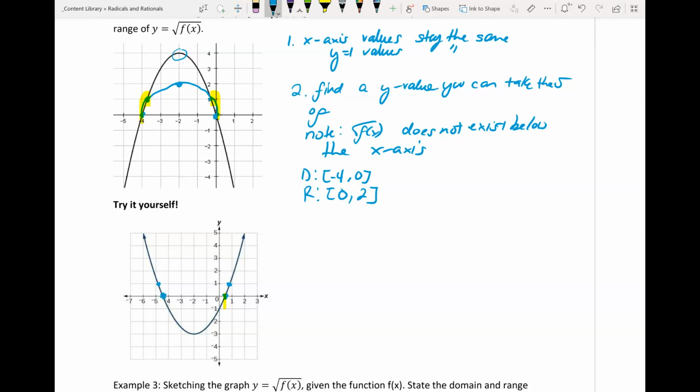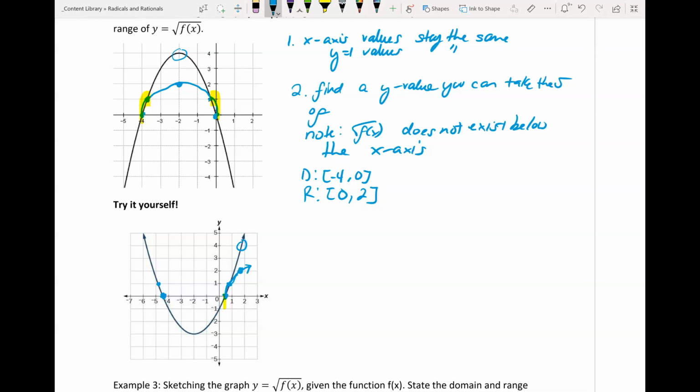Okay, so I'm going to pick on either side of those arms something you could take the square root of. So if I look at y equals 4, I know the square root of 4 is 2. So I'm going to graph this down here. And remember to keep the same x value. And now we can extend this graph and connect the dots a bit. It's going to look something like this because it does go on forever.